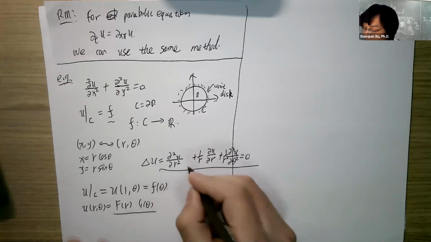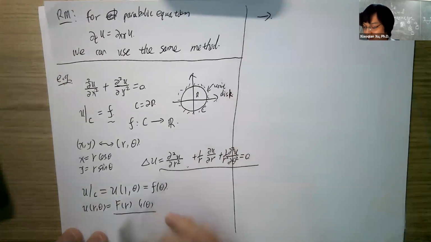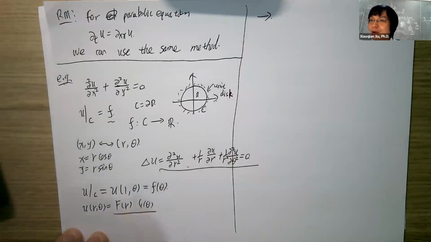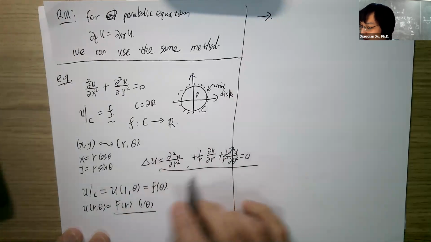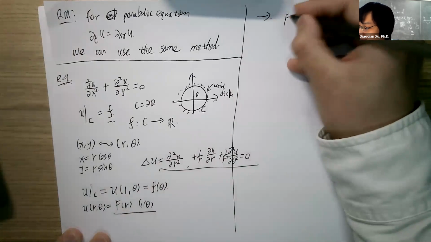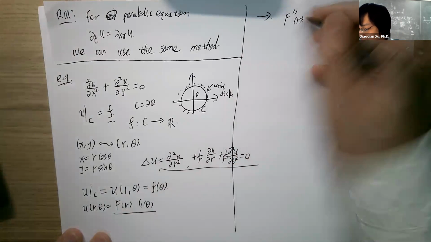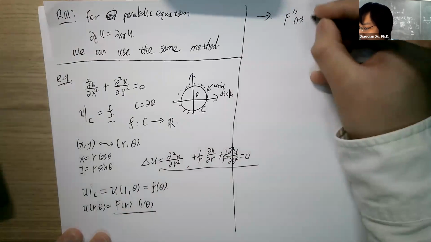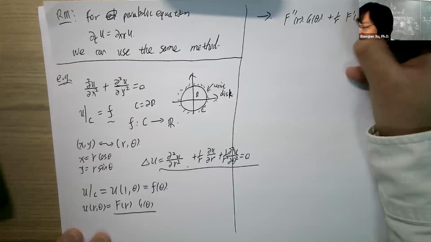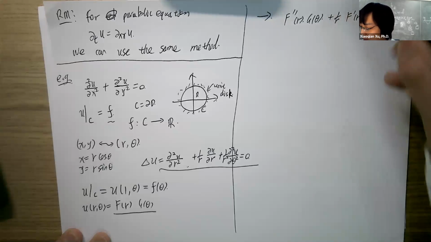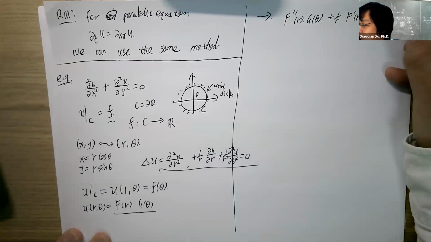If you plug into this differential equation, well, it looks very ugly. But if the variables are separated, then this equation will have only f double prime of r times g of theta plus 1 over r f prime g of theta plus 1 over r squared times f g double prime equals 0.